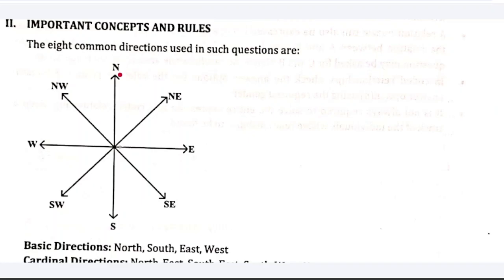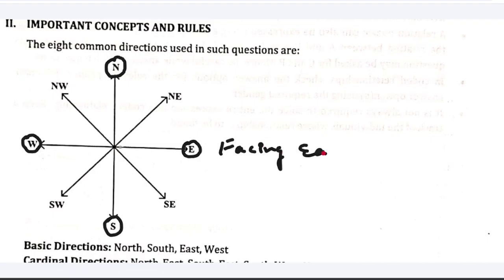At the top, we write north, at the bottom, we write south, the right hand side is east, the left hand side is west. We can also say if one person is facing east, if my face is towards east, from where the sun rises, then the back is towards west, my left is towards north, and my right is towards south. My right hand will point towards the south, my left hand will point towards the north, and my back is to the west, because I am facing east.